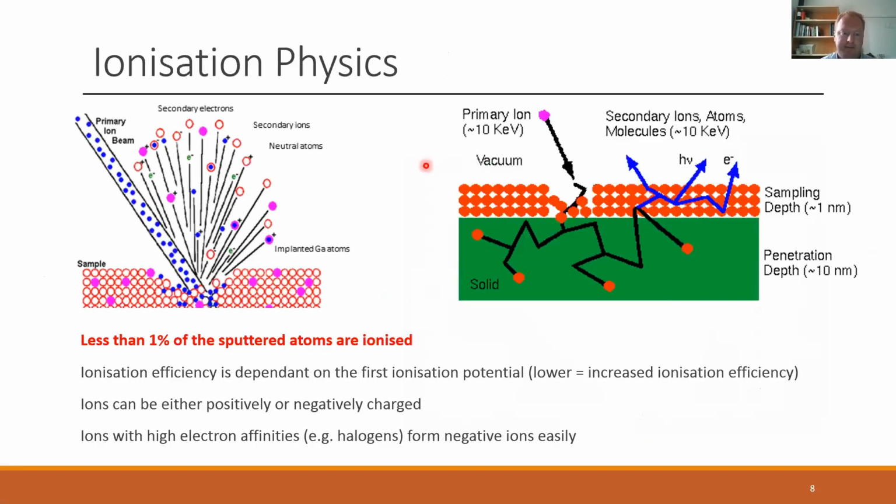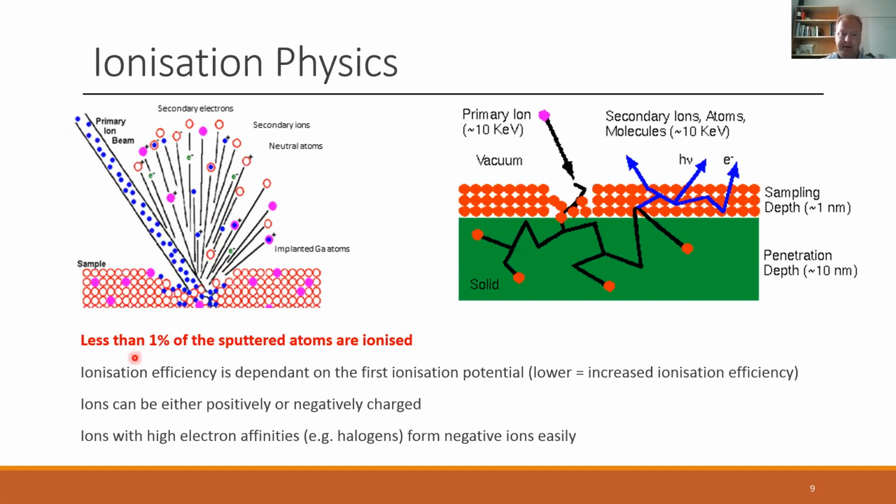Okay, so just a little bit of theory, which helps you understand the detection efficiencies. The primary ion beam is sputtering a lot of material. In a gallium FIB-SEM, you can be removing microns of material. However, only around 1% of that sputtered material actually is charged. Most of it is neutral, and for the neutral atoms, we can't extract them and detect them. So effectively, 99% of the signal is lost.